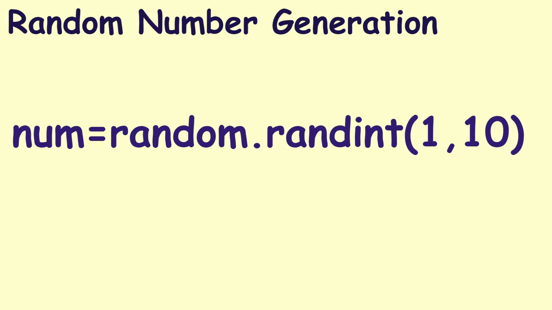Quick reminder on how to generate a random number. We have our variable, we have the random.randint to generate a random integer, and then in brackets we put our range. So I want that to be from 1 to 10 in this example.